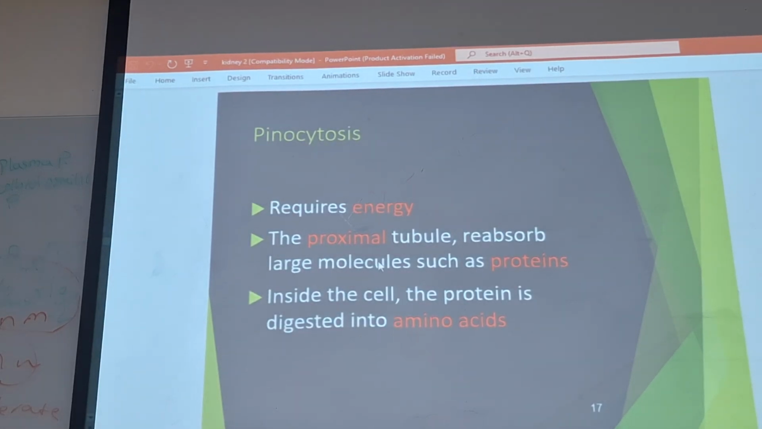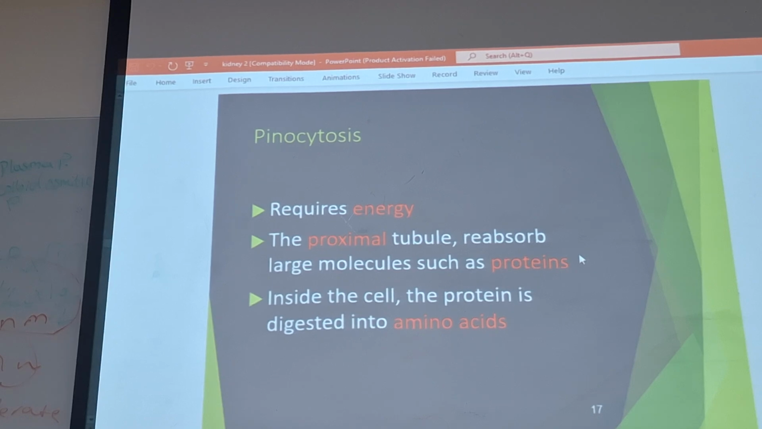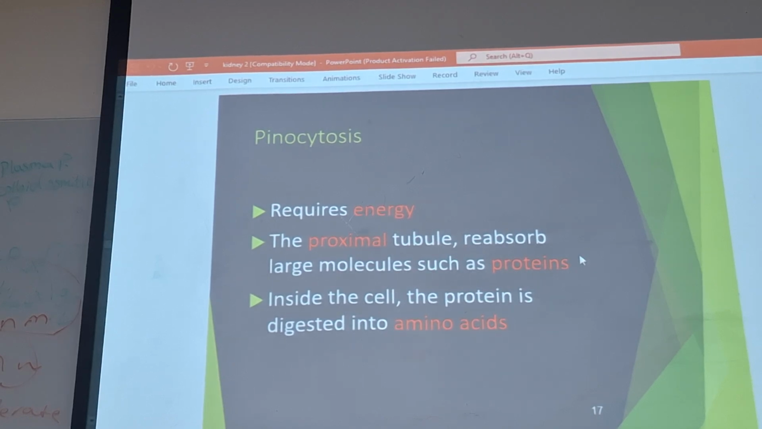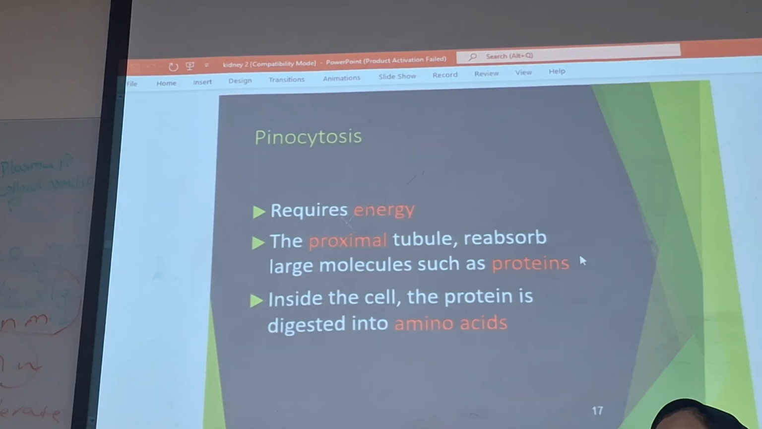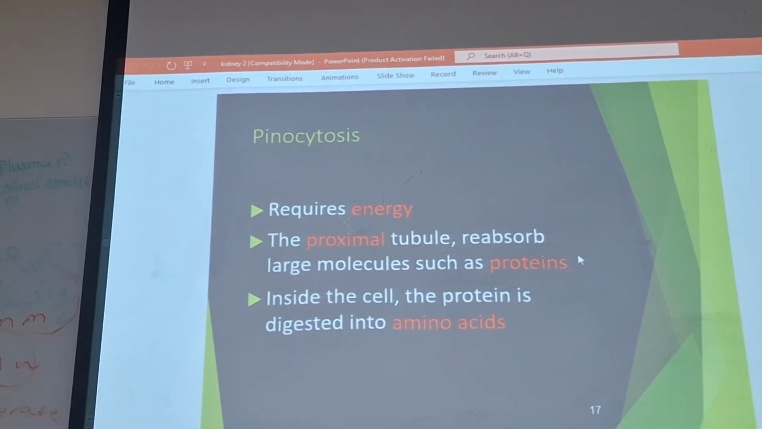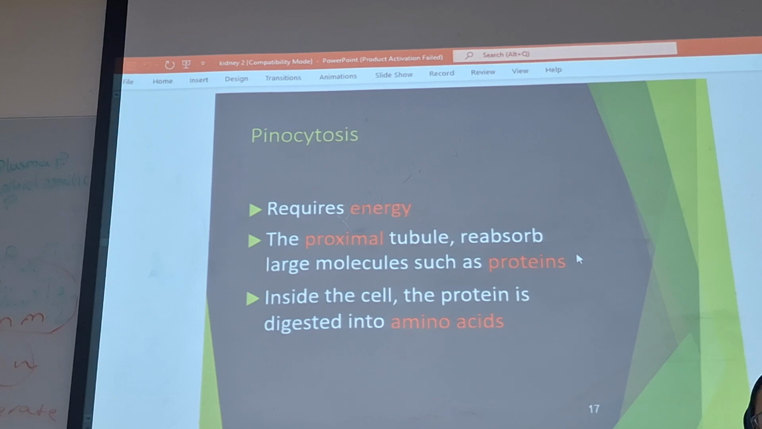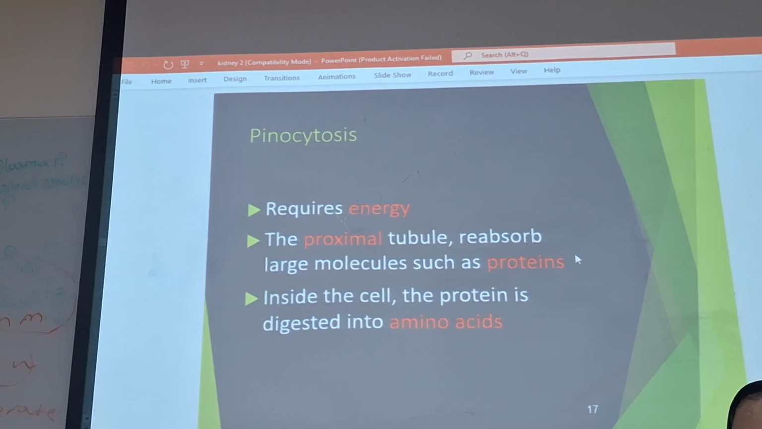Regarding proteins, I told you a little amount of protein is filtered. This amount is actually reabsorbed by pinocytosis. Do you remember pinocytosis? It is a type of endocytosis. It needs energy as ATP. It is active transport. No question?